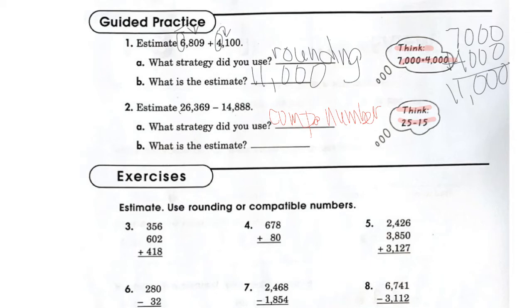26,000. Now, a compatible number to 26 is 25. So I'm going to write 25,000. And I'm going to subtract from that right here. That a compatible number is 15,000. And when I subtract that, I get 10,000. So I'm going to write 10,000 on my line. That is the guided practice.